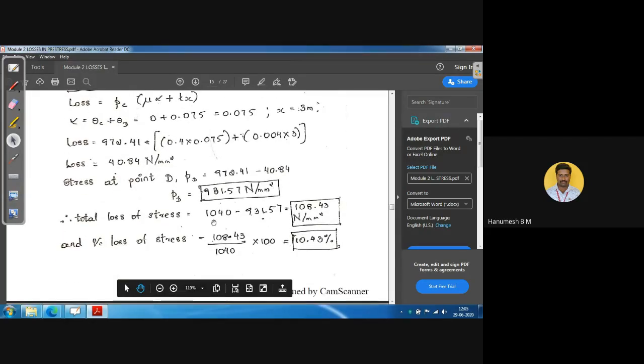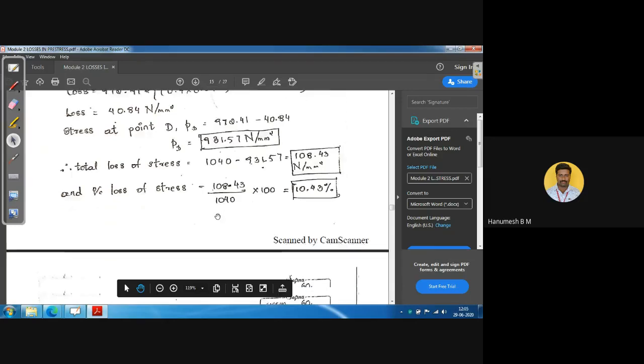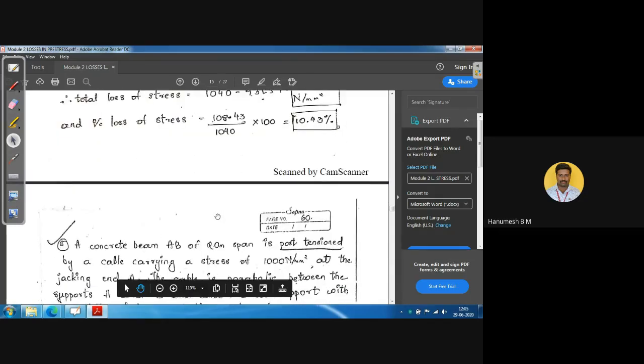ಹಾಗಾದರೆ ಎಷ್ಟು percent loss ಆಯಿತು? The total loss is 108.43 Newton per mm square. Total loss divided by initial stress into 100, that will be the percentage. Hence, when compared with the initial stress, there will be loss of 10.43% due to friction between the cable duct and the surrounding concrete, cable duct and the steel. This is the solution for this problem.